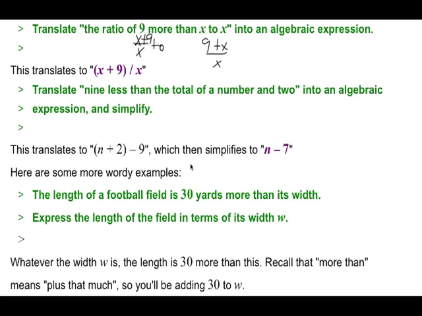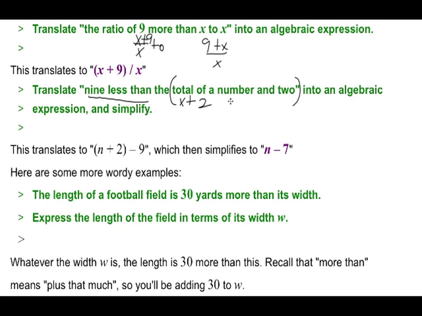Next one. Translate 9 less than the total of a number and 2. So we know from the beginning we're going to take 9 less than something. What's the something? The something is this total of a number and 2. So total means we're going to add, and what are we going to add? We're going to add a number, and since we don't know what it is, that's our variable. And what are we adding to it? 2. Now we're going to take 9 less than that.